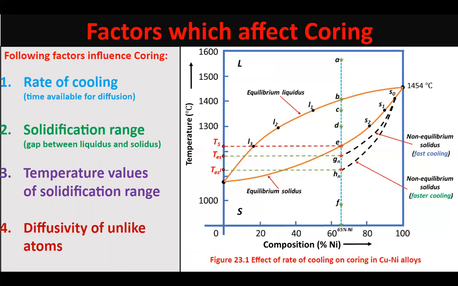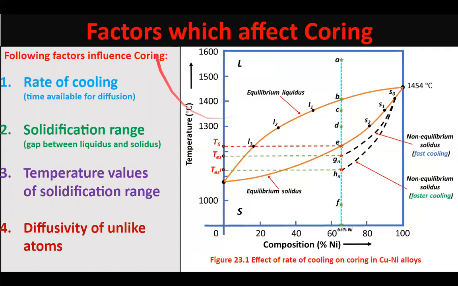So because of non-equilibrium cooling, the final alloy obtained under room temperature conditions is not truly homogeneous, because it has a great composition gradient in it. We'll see how we get rid of that. But first we should see what would promote coring, so that we can keep these factors in mind and reduce the extent of coring that can happen in our alloy system which is being prepared and cooled.